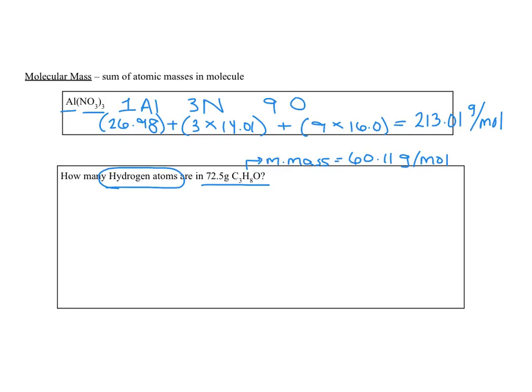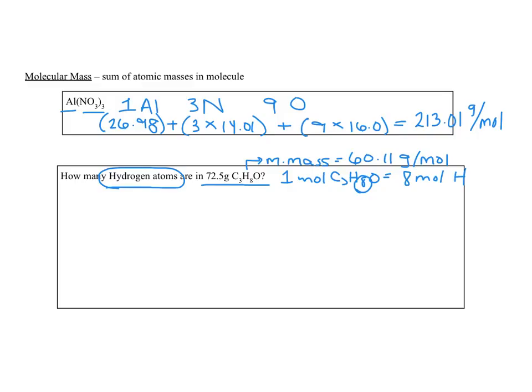The other thing I want to recognize is if I have 1 mole of C3H8O, basically for every one of those, I have 8 hydrogens. So if I have 1 mole, then I'm going to have 8 moles of hydrogen. That ratio is there because of this subscript. So we're going to use that in our calculation.